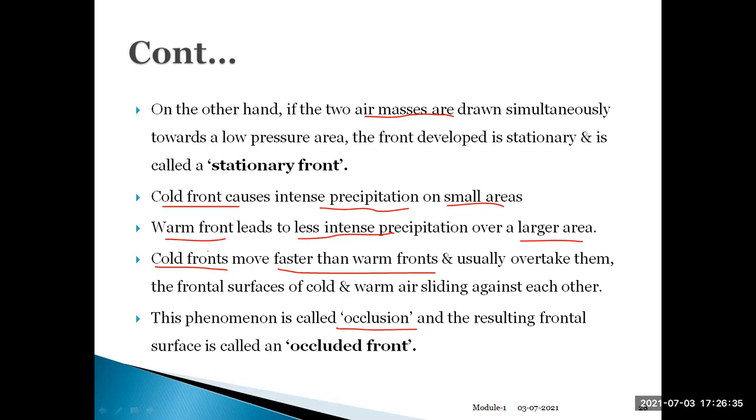So the colder front moves faster than the warmer one, and in that case what happens is the colder front will overtake the warmer one, and the frontal surfaces of cold and warm slide over each other. That phenomenon is called the occlusion, and the resulting front surface is called the occluded front.